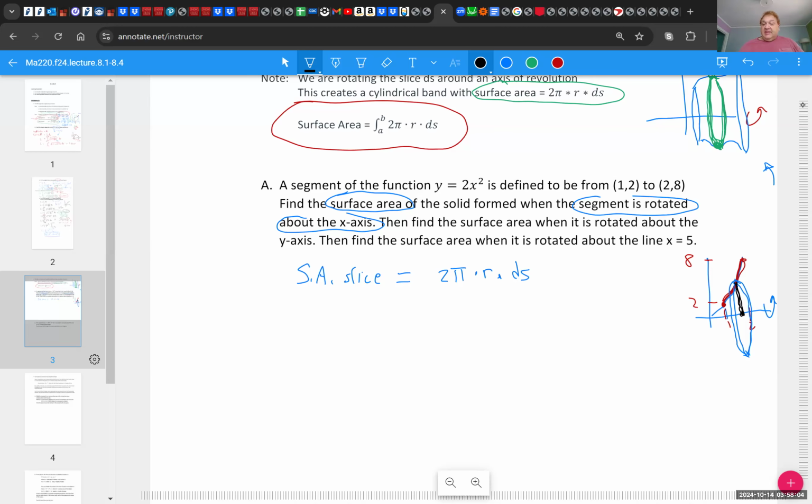Is it y? Yes, it is. Y is defined to be the distance from the x-axis up to the function. So that is, in fact, just y. So I got the surface area of a slice. Surface area of a slice is 2 pi times y times ds. So now to find the total surface area, well, I just integrate.